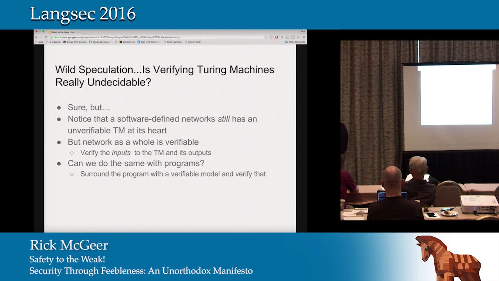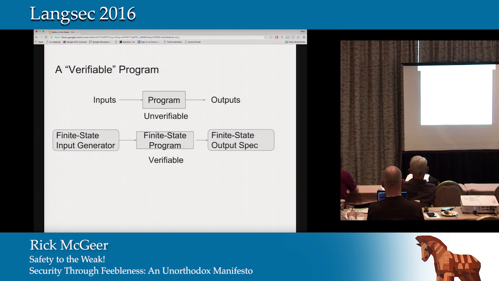But the system as a whole was decidable because it was surrounded with enough finite verifiable stuff that whatever garbage it was doing in the middle didn't matter, because we could verify the inputs to the Turing machine's outputs. So we can do the same thing with these little deployment engines that set up an infrastructure for people. But could we do the same thing with general programs? Can we surround a program or components of a program with verifiable models and verify this stuff in situ? And this, as I say, is utterly wild speculation.